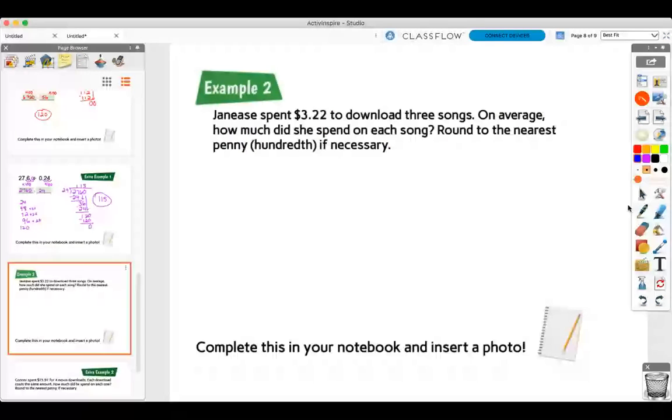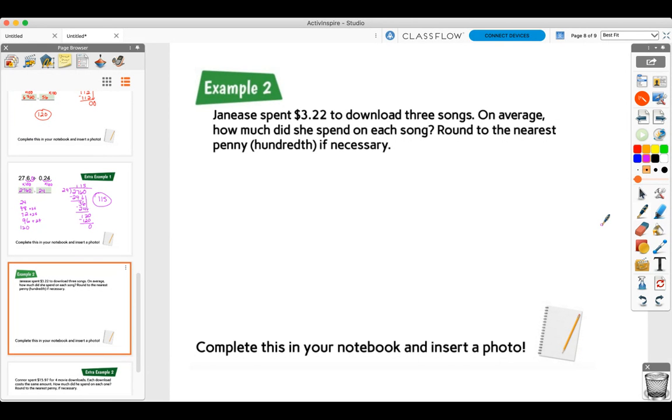Let's look at some word problems now. Janice spent $3.22 to download 3 songs. On average, how much does she spend on each song? Round to the nearest penny, hundredth if necessary. So what is this saying?